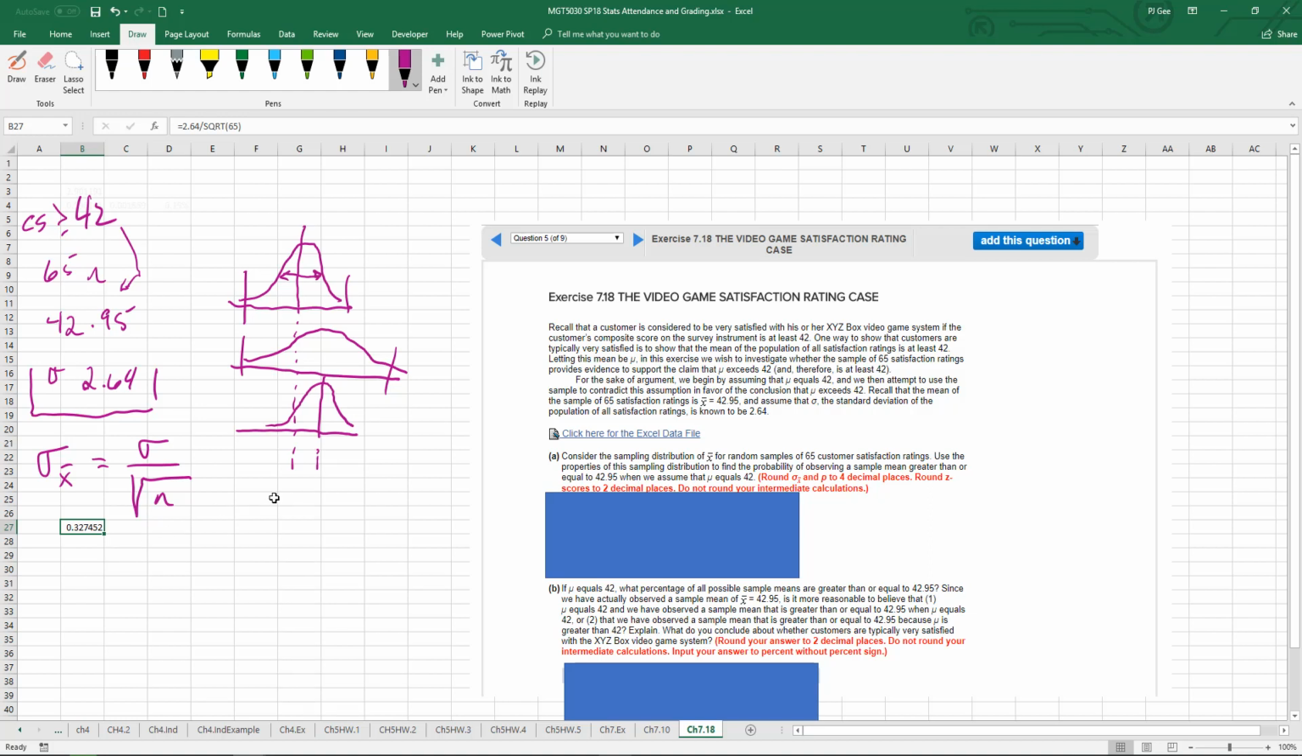Now they want to know: consider the sampling distribution for random samples of 65 customer satisfaction ratings that we already talked about. Use the properties of this sampling distribution to find the probability of observing a sample mean greater than or equal to 42.95 when we assume that mu of the population is equal to 42. So we're going to go straightforward. This is a straight-up z score.